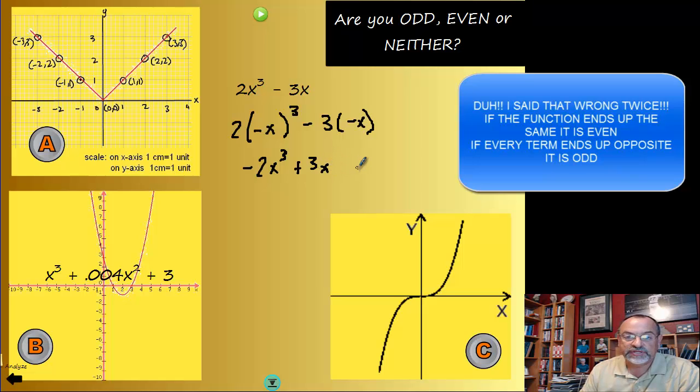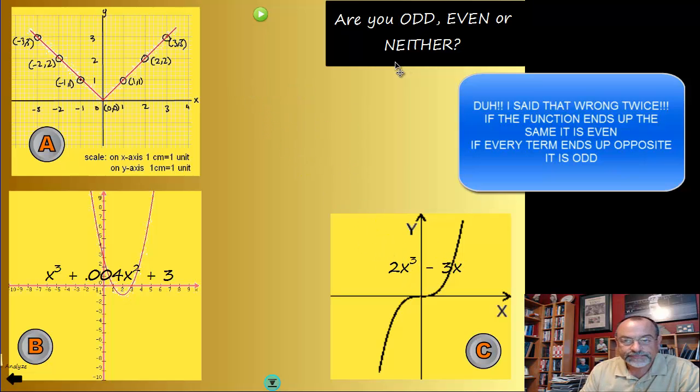So now the two scenarios. Is this function the exact same as what I began with? No, so it's not even. Is this function the exact opposite of what I began with? Well, the first terms are opposites, 2 and negative 2. The second terms are opposite, 3 and negative 3. So because when I put in negative x, I got the opposite function of what I began with, this would be considered an odd function or symmetrical with respect to the origin. Okay? Then the next one.